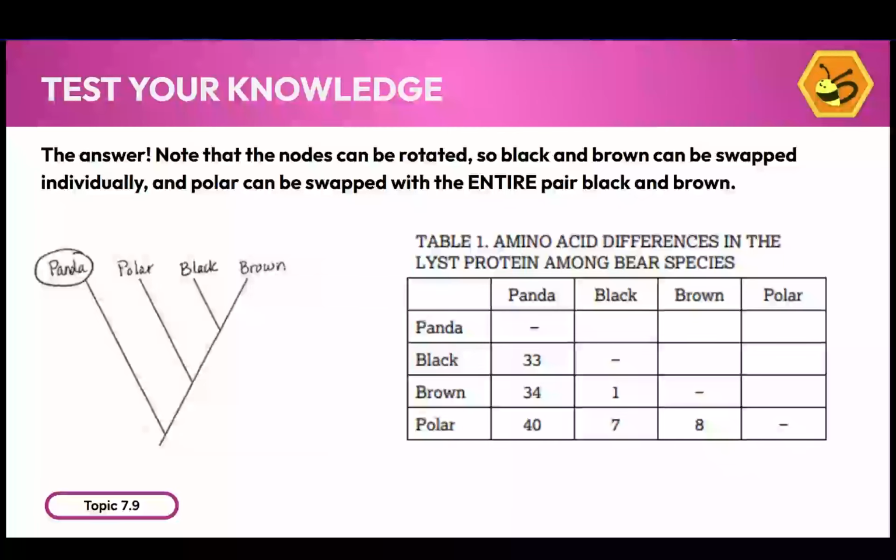And the reason they have dashes is because the difference is just 0. The difference between the panda bear and the panda bear is 0 because they're the exact same organism. And the difference between the black bear and the black bear is 0. And the difference between the brown bear and the brown bear is also 0.